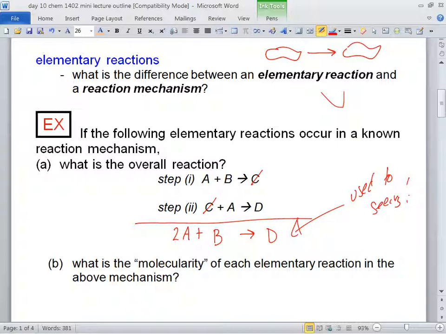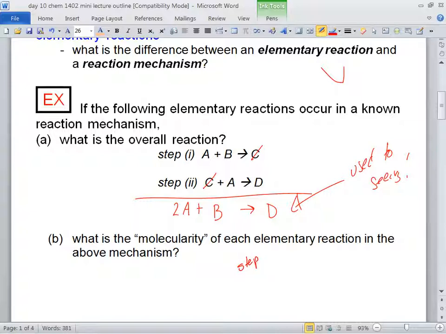So a reaction mechanism is all these steps. Add them all up, cancel out what you can, you get the overall reaction. And this is what we've been using all the time. So these individual steps are what Jose called elementary reactions. He's right. Some more terminology. What is the molecularity of each elementary reaction in the above mechanism? So we have step 1.